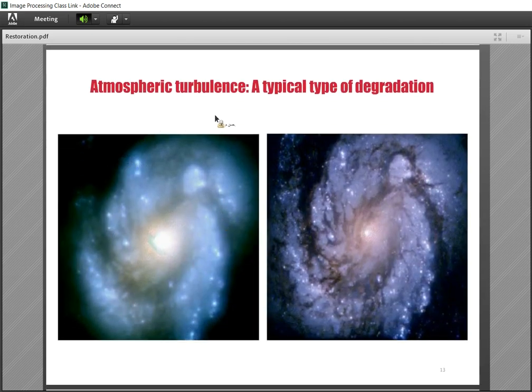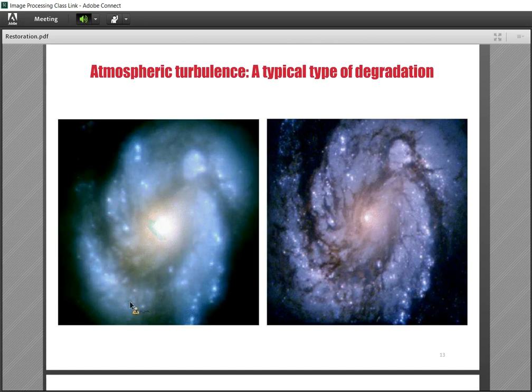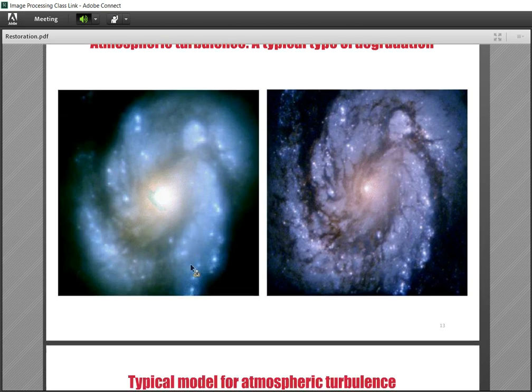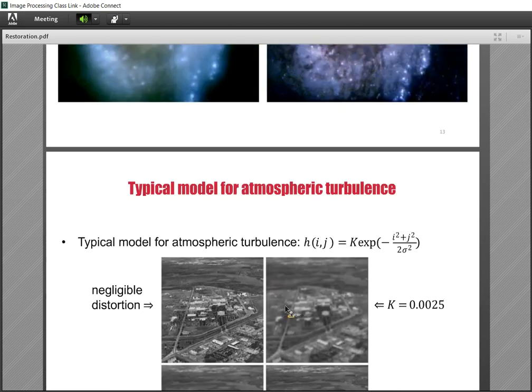Another one, atmospheric turbulence. For example, this image, this good image, and this disrupted image. This type of degradation. And the formula, for example, we said about this turbulence H is, these are some, this is the non-blind method.